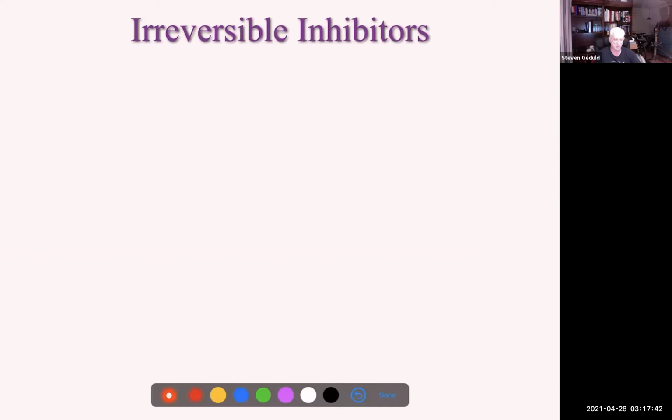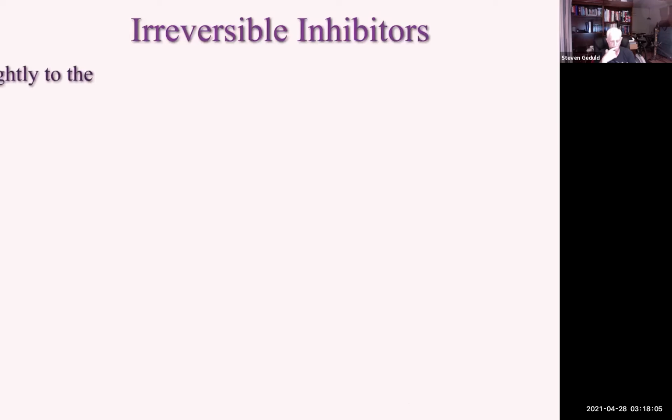Interesting. All right, irreversible inhibitors. So we talked about reversible and irreversible, competitive and non-competitive. Irreversible means it's forming what kind of bond? It's forming a covalent bond. It's forming a strong bond. Okay, so irreversible can be competitive or non-competitive. Competitive, it binds at the active site. Non-competitive is binding at a site other than the active site.